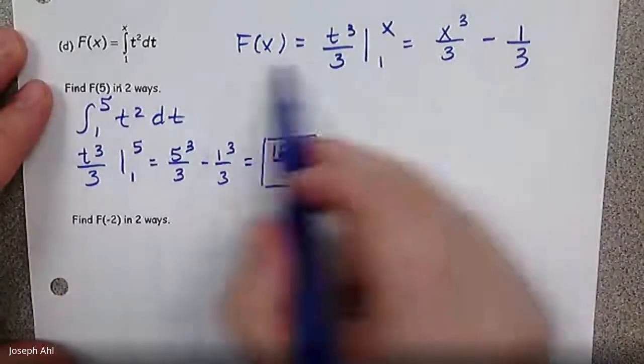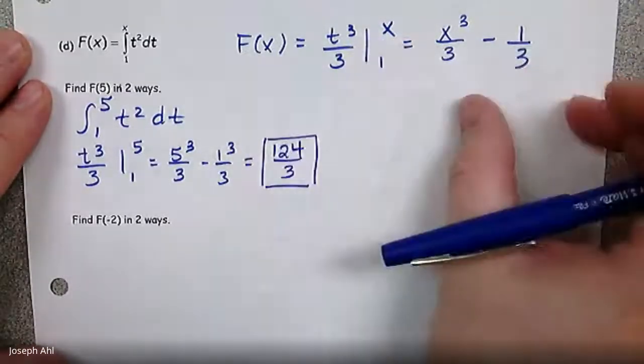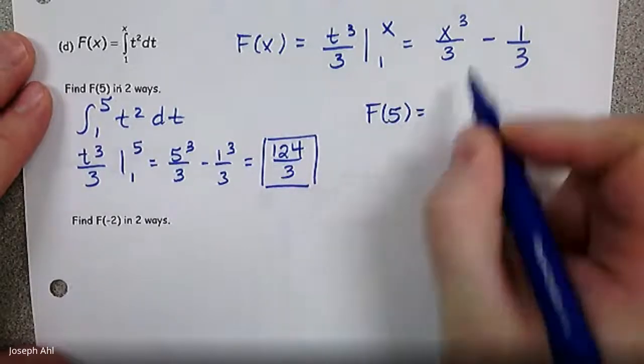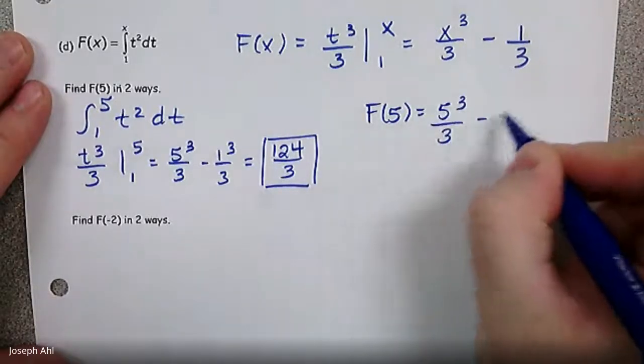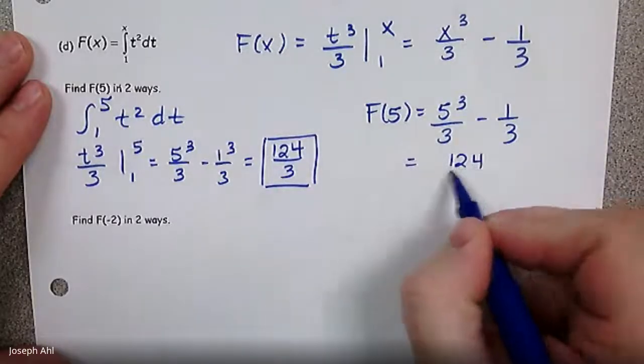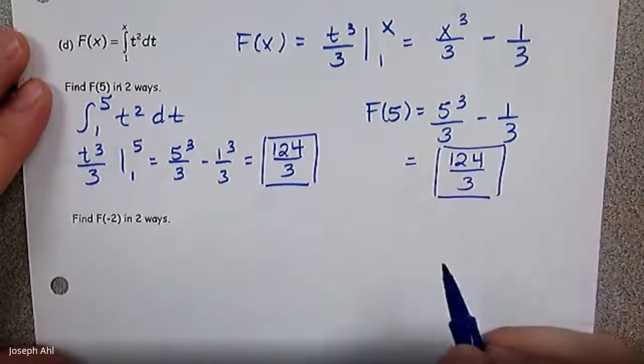Meanwhile, over here, once you have your function defined, capital F of x as this accumulated area function, f of 5 is just a quick substitution in. And of course, we're going to get the same results when I plug in 5 for this x. So that's going to result in 124 over 3.